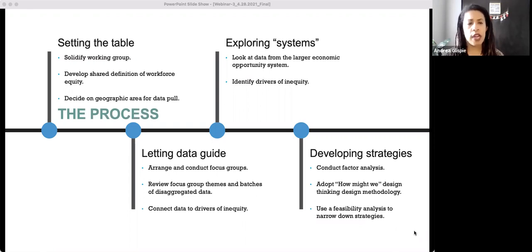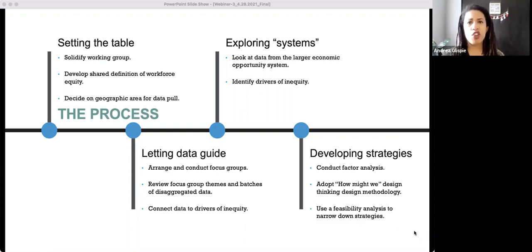A big part of our work during the second half of last year, probably from about April through December, was developing our set of equity strategies, basically our recommendations for bringing about greater workforce equity. And that was because we didn't want this to be a report that was just about the data and how bad things are, but really provided a vision and maybe even a rallying cry to bring the community together and work towards workforce equity.